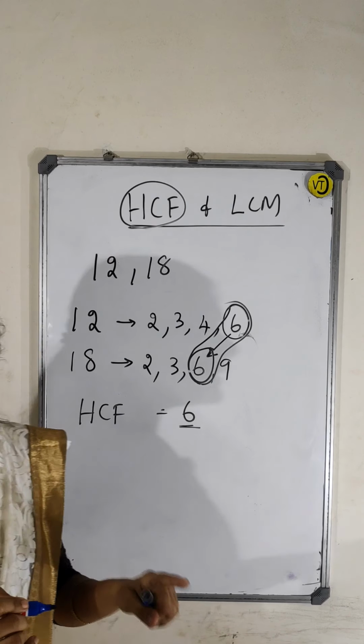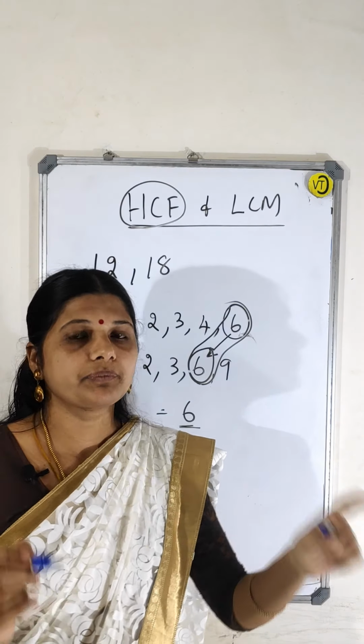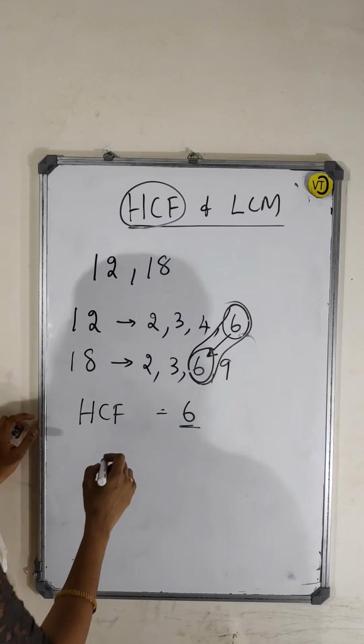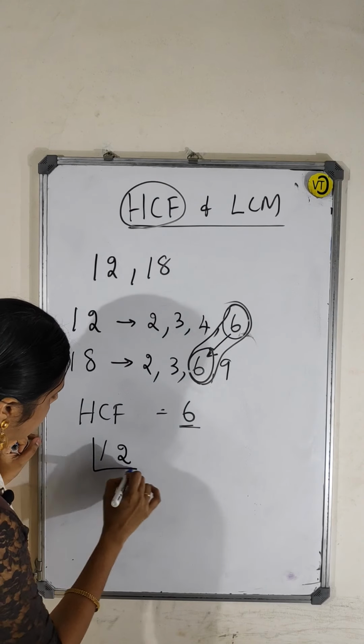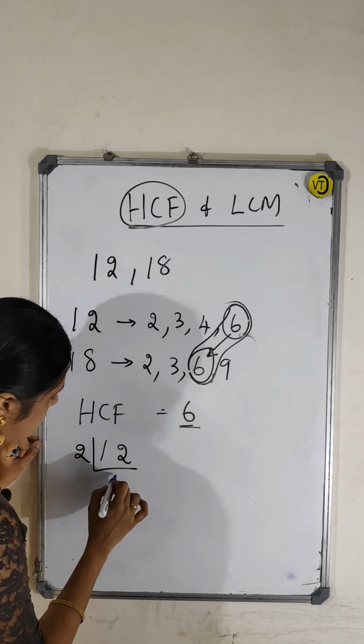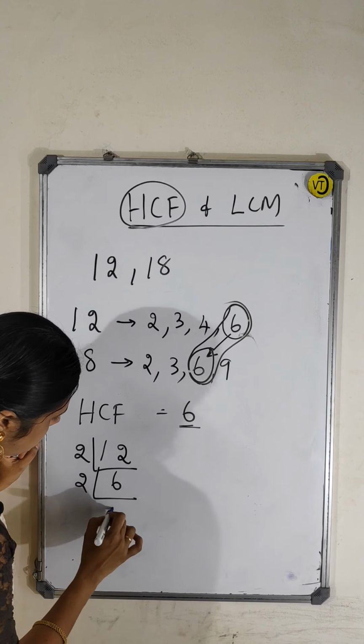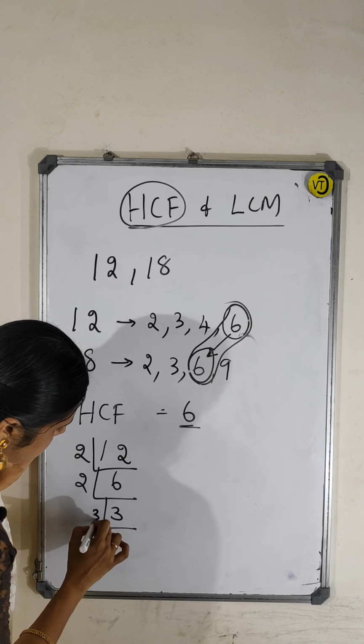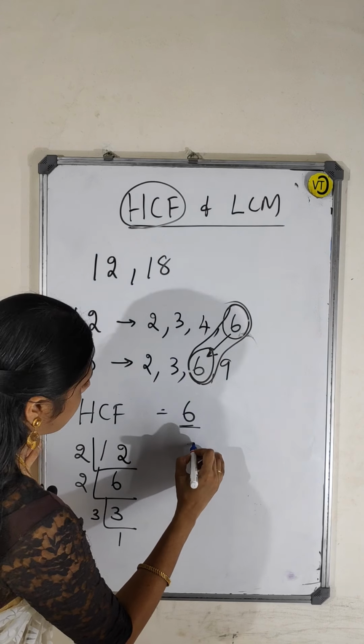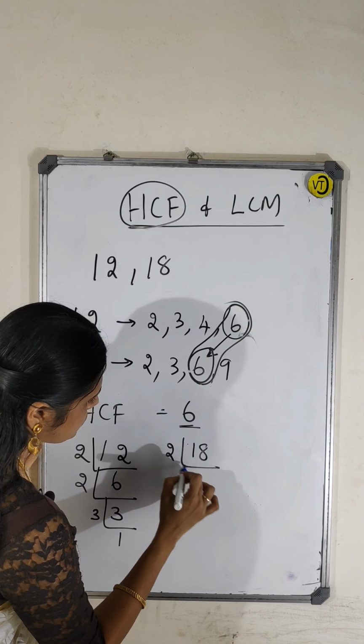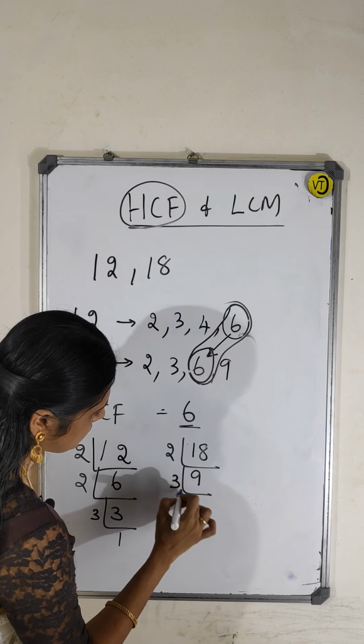I will check with the prime factorization method as well, to cross check it. So 12 I have to write. First I take this 2. 6 twos are 12. Then 3 twos are 6, and again this is 3 ones. Then what about 18? 2 nines are 18, and 3 threes are 9.